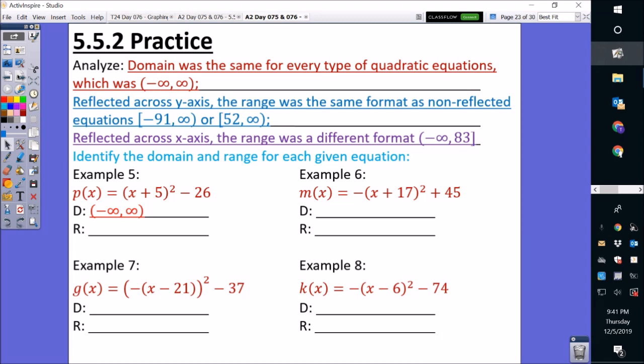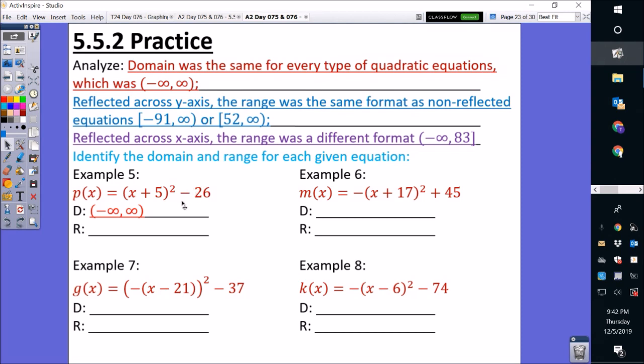Now, for our range, since this is not reflected, that means that it's going to be similar to the reflected across the y-axis. The range was the same format as the non-reflected equation, so our range is going to look something like this. Now, where do we get the number? Well, if you have the graph, you can see where the number comes from. But as I stated for absolute value, this number that's in the back, the one that's behind the square and behind the parenthesis, it's the same principle, same rule as if it was behind the absolute value. This number will help with the range.